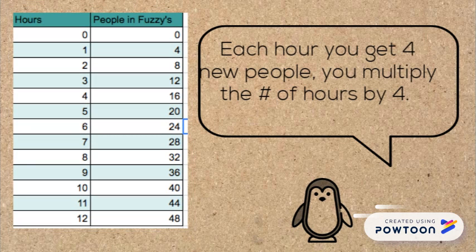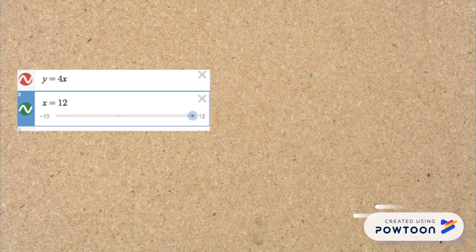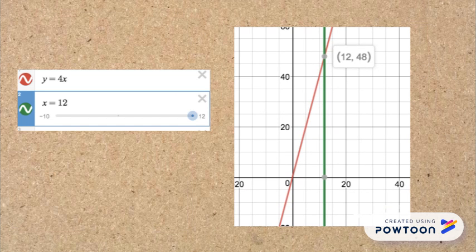So if you have 3 friends and each friend gets 4 cookies, you would do 3 times 4 to get the total number of cookies. Same thing here. Each hour you get 4 new people, so you multiply the number of hours by 4. So your function is going to be y is equal to 4x, and here I graphed it.